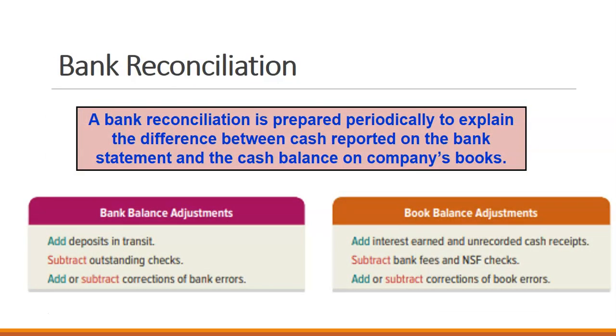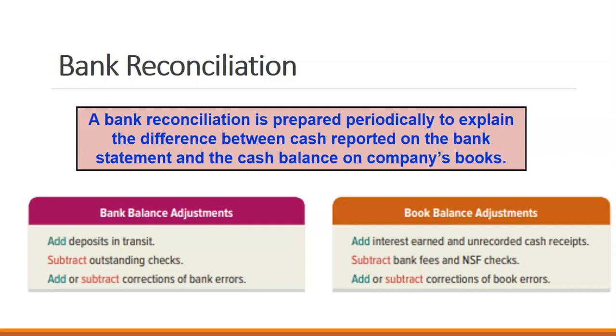When we're preparing a bank reconciliation, we want to explain the difference between the balance reported on the bank statement and the cash balance currently in our company's books. We're going to make adjustments to the bank balance by adding any deposits that haven't cleared yet, subtracting outstanding checks, and adding or subtracting corrections for bank errors. For our book balance, we're going to add any interest earned and any unrecorded cash receipts.